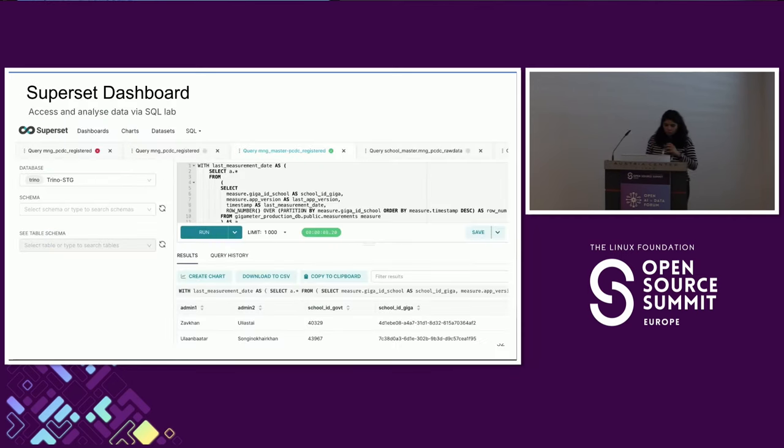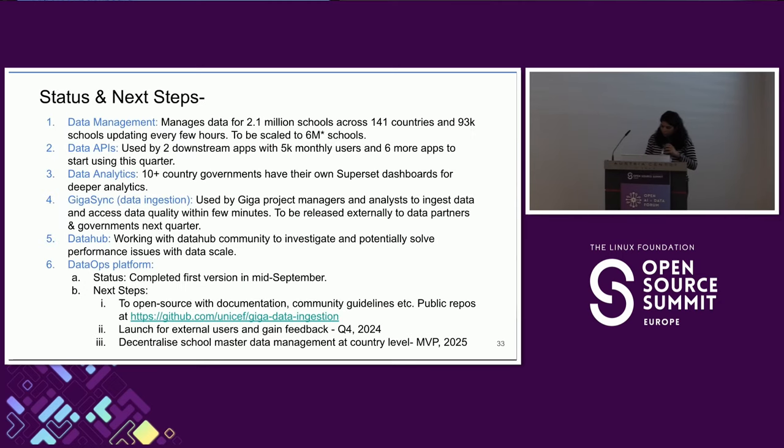Yeah, so that's mostly on the key part of the platform. What's next for us? On the data management side, this will scale up. As of now, we have 2.1 million schools, but the aim is to, of course, go to 6 million. So the scale will increase. There are only about 93K schools that are updating data every few minutes or every few hours, based on different frequency. But again, the mission is to go to all 6 million.